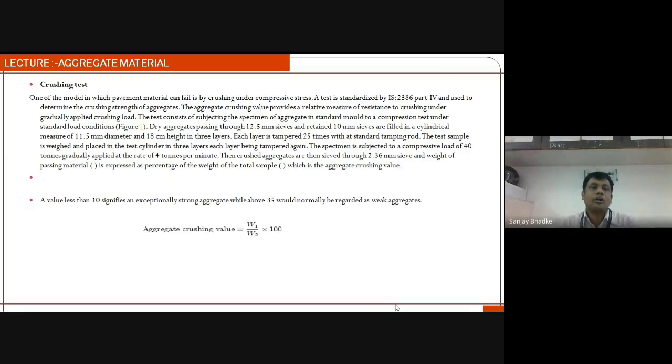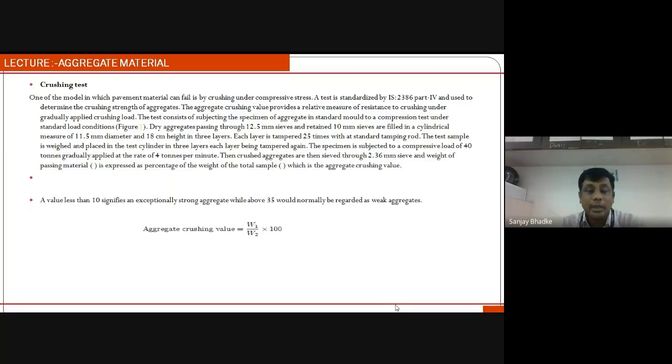Next, what do you mean by the crushing test? In that, we are applying a proper load on the aggregates, and we can find its crushing value with the help of the instrument. So, aggregate crushing value is calculated by W1 divided by W2 into 100.